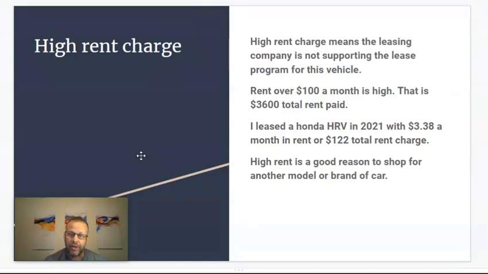High rent is a good reason to shop for another model, because sometimes it's model to model. Maybe the same leasing company is supporting leasing on a different model, so you may be able to stay with the same brand and just shop for a different type of car. You can do this calculation to figure out if they're supporting leasing on a different model within that same brand, or, like I said, completely switch brands, go to another manufacturer, and get quotes from them. The whole point of all of these tools is to help you decipher what's a good deal and what's a bad deal, make a decision from home, and keep shopping until you find something that has the numbers that work for you.